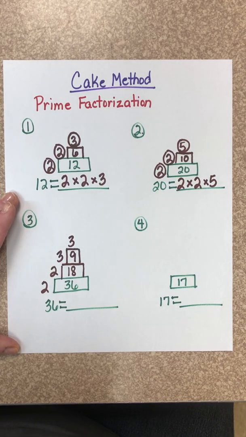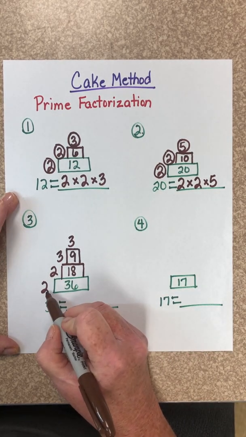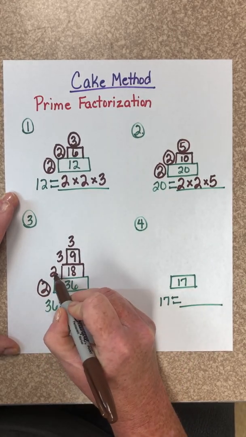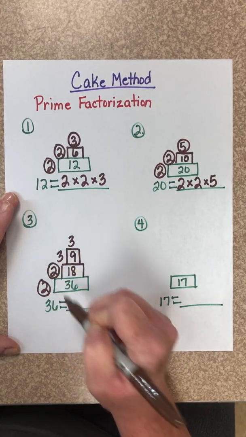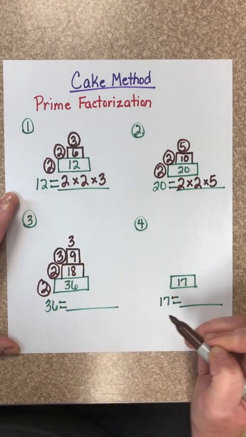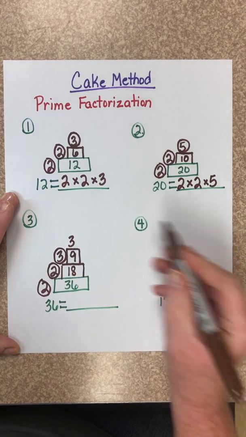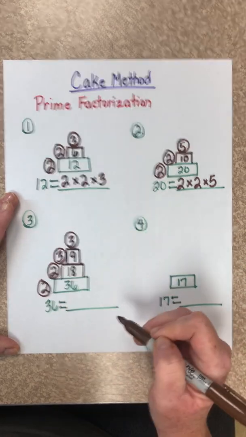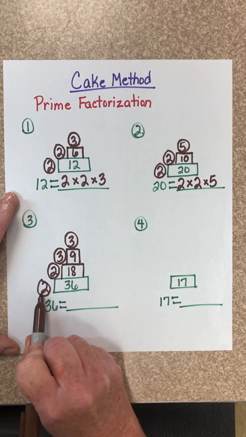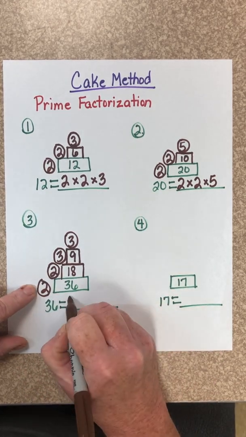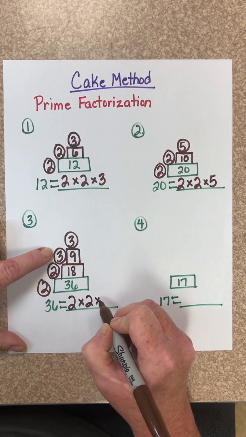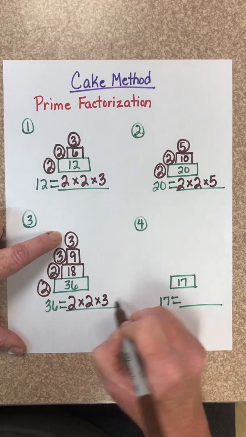So now let's look at the prime numbers. Is 2 a prime number? Yes. Is 2 a prime number? Yes. Is 3 a prime number? Yes. And is 3 a prime number? Yes. So now we can write the prime factorization of 36, starting with the bottom layer of cake. That would be 2 times 2 times 3 times 3.